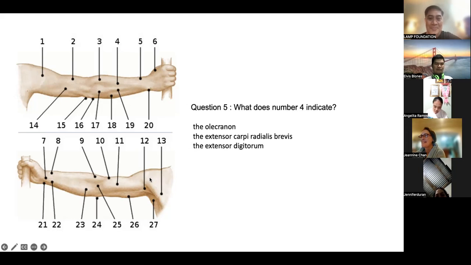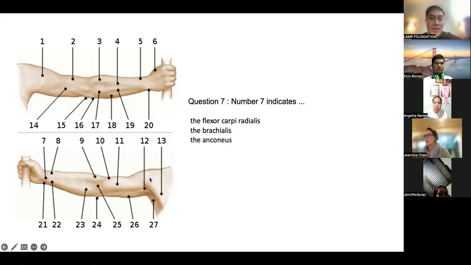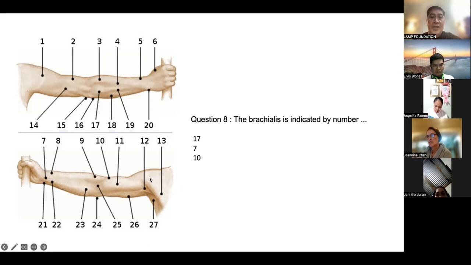Okay. What does number 4 indicate? Number 4, extensor digitorum. Okay. Which number indicates the palmaris longus? 22. Great. Number 7 indicates flexor carpi radialis. Okay. The brachialis is indicated by what number? 17. No. So that's another mistake. Would you like to give it another try para 500 na lang?